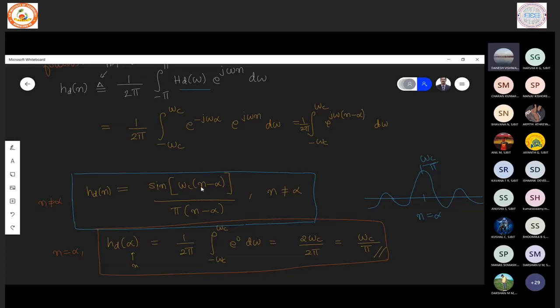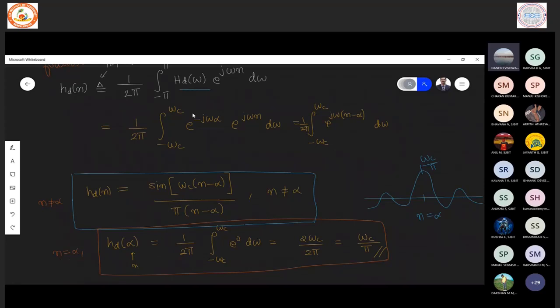So sine of 0 is equal to 0 and the denominator also becomes 0. So we get 0 by 0. So this is not applicable when n and alpha are the same. When n and alpha are different, only then can you apply this. What happens when n is equal to alpha? Suppose n is equal to alpha, how do you get that answer?